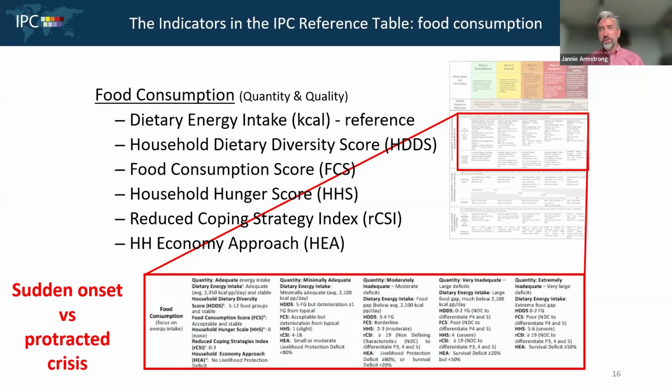I think it looks like HEA would be the first choice, Ryan, followed by household hunger score, I would think. But you also have interest on RCSI and FCS, and one vote for dietary energy as well. So something of a dealer's choice there, I fear.